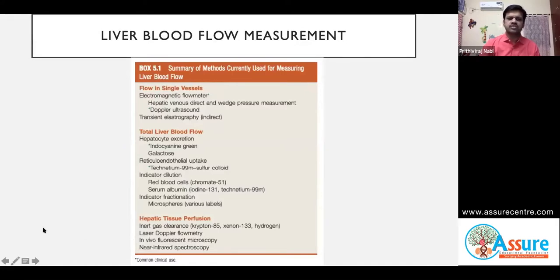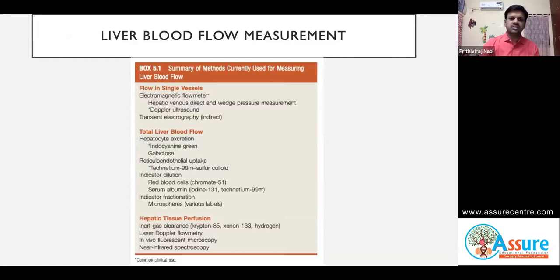So total liver blood flow is usually measured by these excretory methods, where we can use indocyanine green or galactose, or reticuloendothelial cell uptake of sulfur colloid. The indicator dilution method is where you put an indicator into the hepatic artery, and the amount of dilution is directly proportional to the amount of blood flow, and this is based on the Fick principle. And the other is indicator fractionation, where radio-labeled microspheres are injected, and depending upon the detection of microspheres, we can deduce the blood flow.